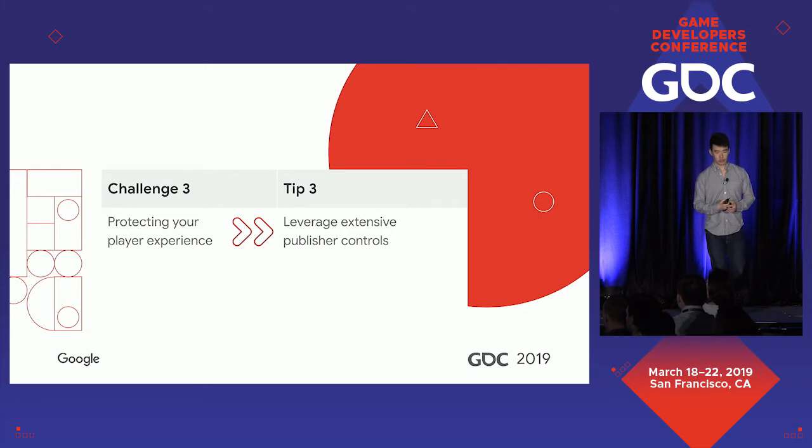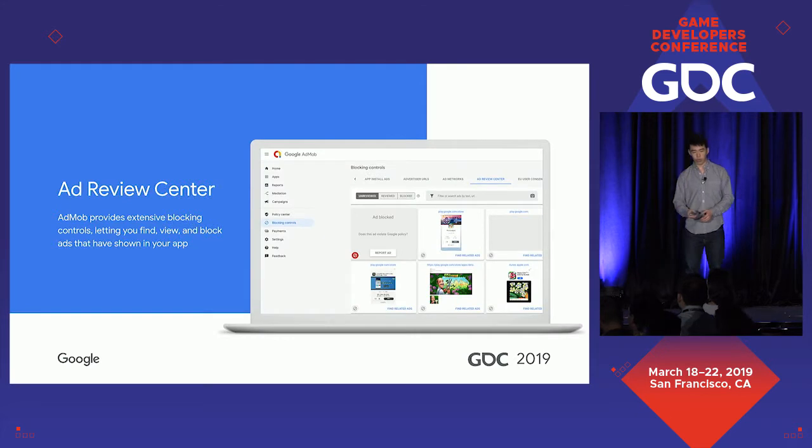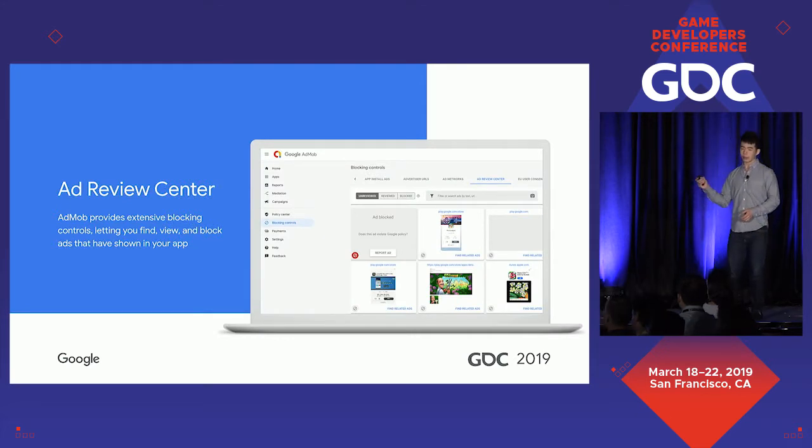OK, the last challenge. We know when it comes to strategy games, you guys have spent tons of money on user acquisition. You've spent hundreds of hours perfecting your game design. And so it's only right that you care a lot about the ads that you put inside your game. The tricky thing here is that most ad networks don't give you any visibility or control into the kinds of ads they're putting in front of your users. The good news is that with AdMob, we give you tools to put you in complete control. So we recently launched the Ad Review Center.